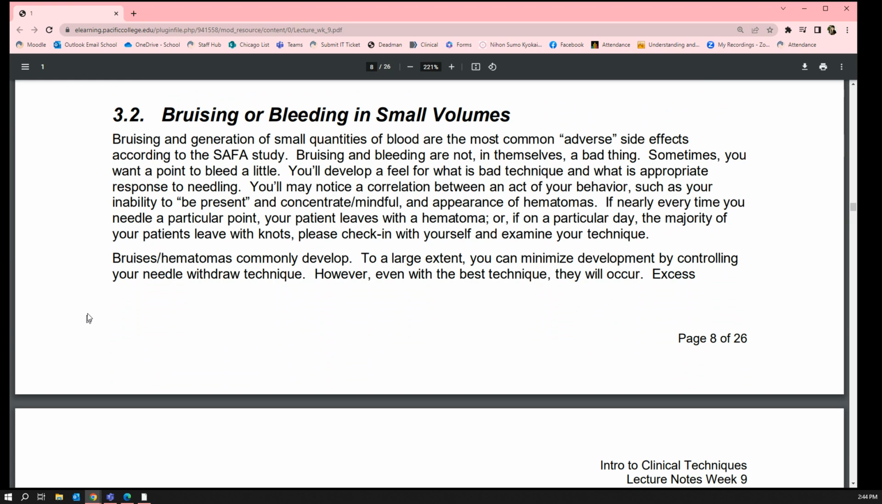The next common occurrence that we're going to see is bruising or bleeding in small volumes. This is the most common adverse side effect according to the SAFA study that's on our class Moodle page. Bruising and bleeding are not inherently bad things. We may actually purposefully draw blood from a point, a drop or two. You will notice that certain points tend to bleed more. You will notice that certain points on people with certain constitutions will tend to bleed more.